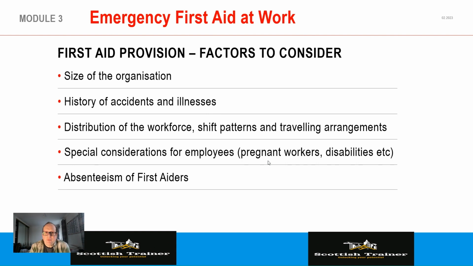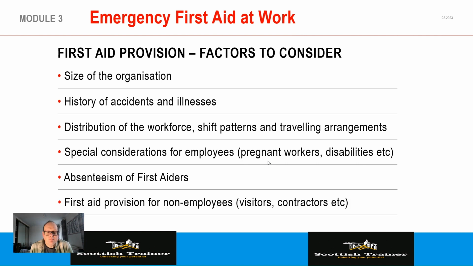Also, absenteeism of first aiders. It's not that they're all sick all the time, but they need holidays as well. So factor in the fact that if you have 100 staff on 1 shift a day, you need more than 2, because you are going to have them on holiday. If you have one on holiday and another one phones in sick, you have no first aid cover. So you will require additional first aiders to provide for that sickness and holiday cover.